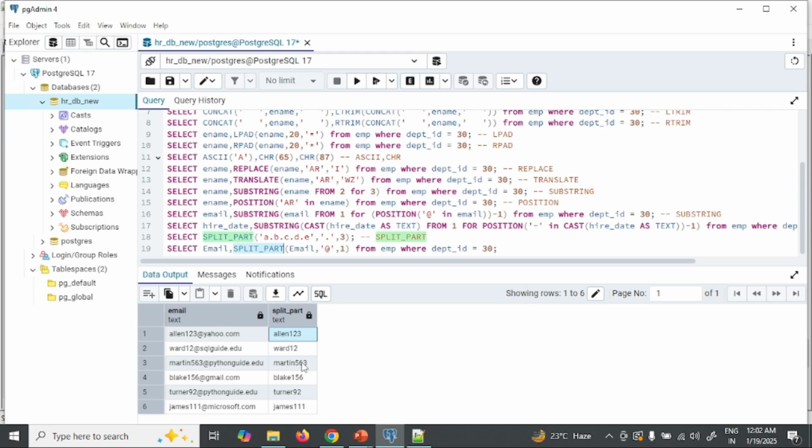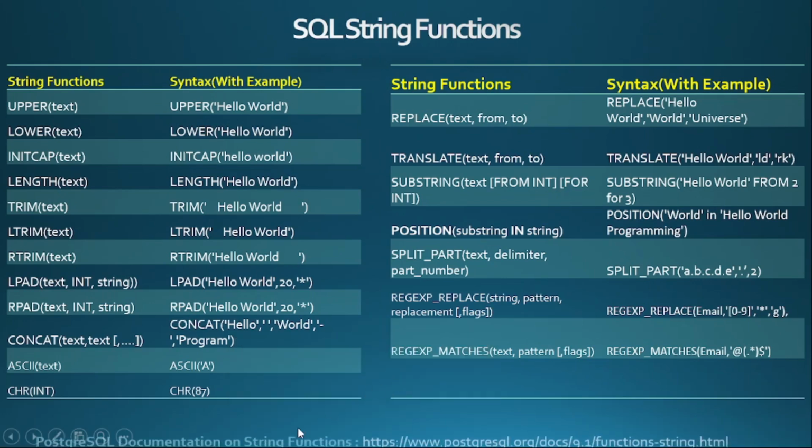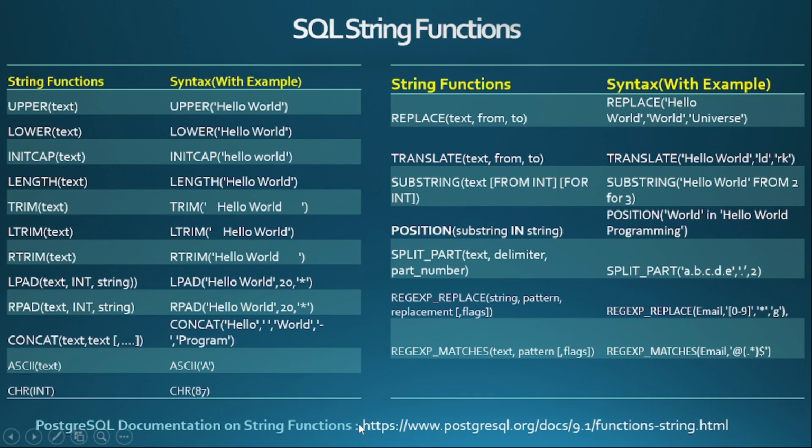Any logic we can try to apply, and we will get the required portion of a string from the column data. Hope I have clearly explained most of the string functions I covered. And if you need more details, you can walk through the PostgreSQL documentation on string functions. These are the syntaxes which will be very helpful for you to review in future also.